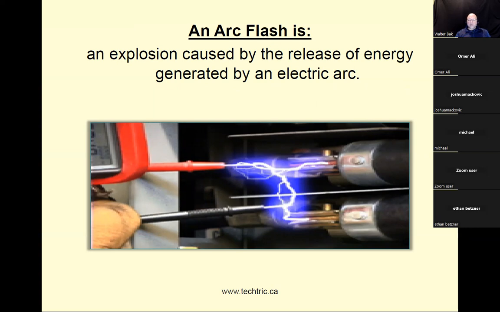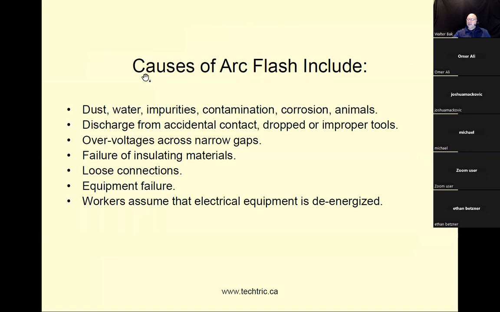For example, welding. It's a controlled arc flash that heats up the metal and melts it, and all kinds of joining is happening. So welding is wanted arc flash. But what we're going to talk about is the unwanted explosion. So again, arc flash is an explosion caused by the release of energy generated by an electric arc. All right, what can cause the arc flash? The causes of arc flash include dust, water, impurities, contamination, corrosion, and animals.